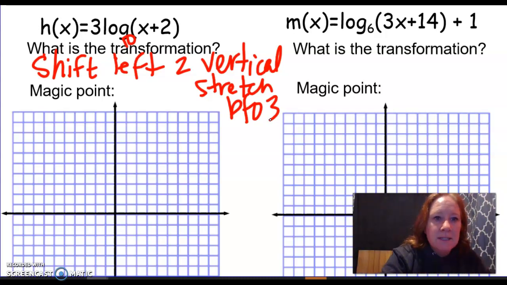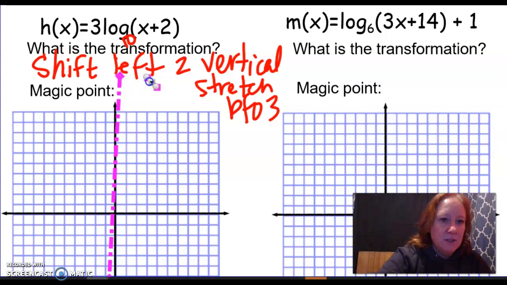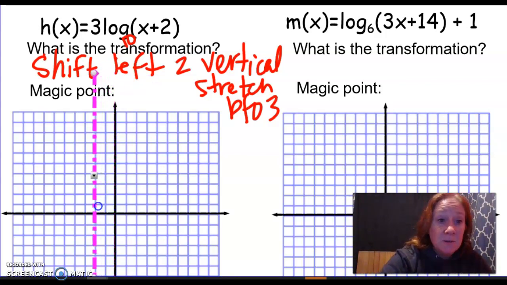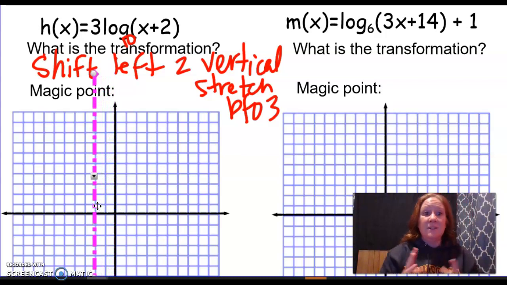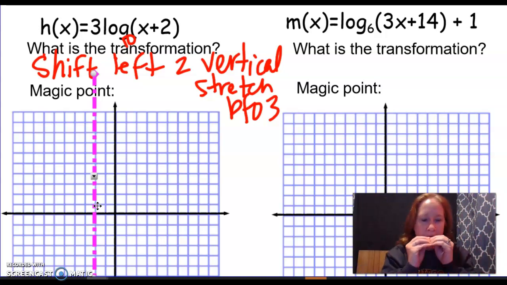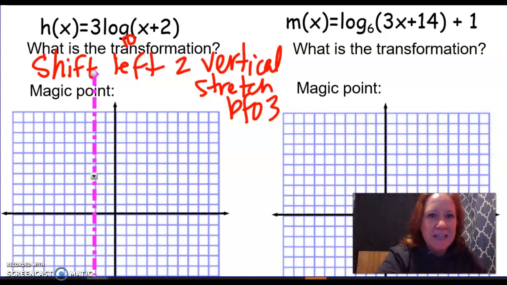Okay, so does the magic point move at all? Let's start with our asymptote. The asymptote on the mother function would be at 0. Okay, so now it says to the left 2. So let's do that. And if it stretches or whatever, it doesn't matter because the asymptote goes on forever anyway.